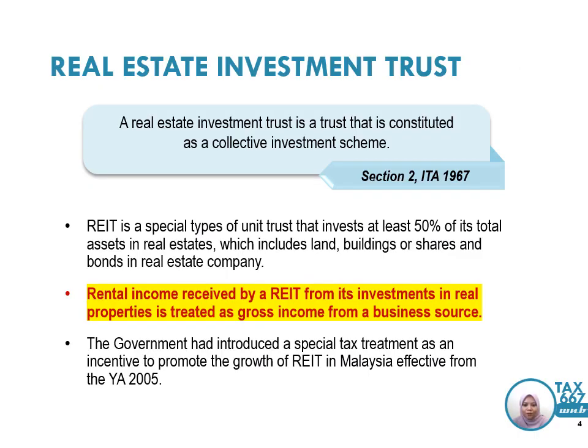Okay, first and foremost, let's look at the definition of REITs according to Section 2 ITA 1967. It is a real estate investment trust constituted as a collective investment scheme. So this is a type of unit trust that invests at least 50% of its total asset in real estate. By saying real estate, we are referring to land, buildings, shares or bonds in a real estate company.